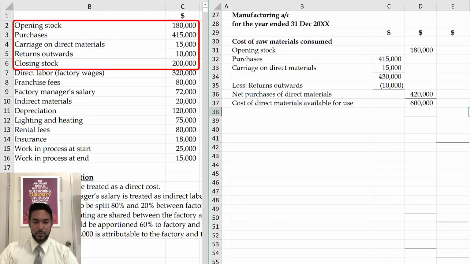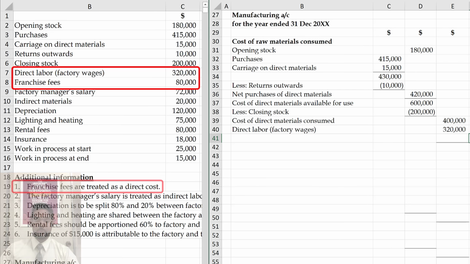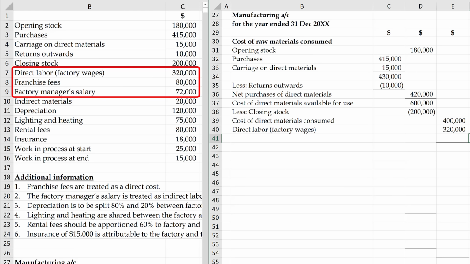We subtract the closing stock of raw materials, which is 200,000, giving us cost of materials used, 400,000. Direct labor, factory wages, 320,000. Franchise fees. If you go down to the additional information section, you're going to see franchise fees are treated as a direct cost. After that, we have factory manager's salary, and factory manager's salary is indirect labor. Okay, so let's total up all our direct costs.